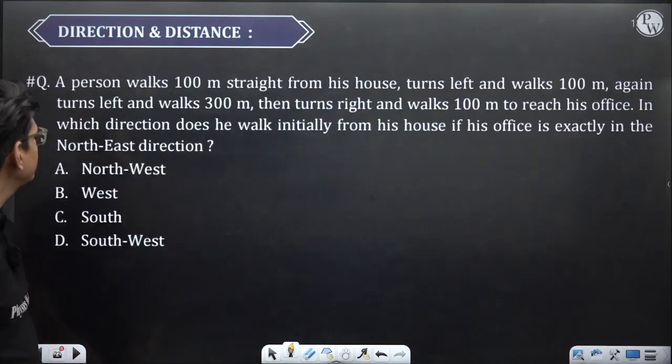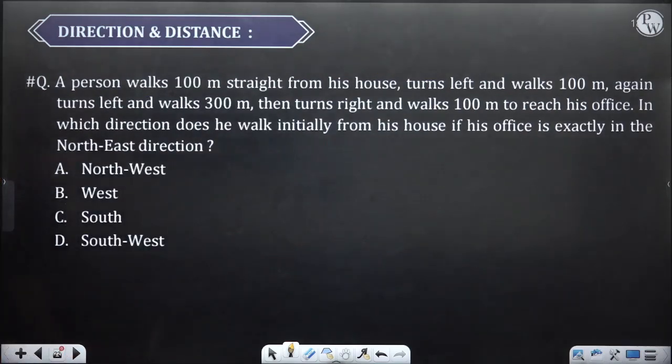So next question is this. This is a good question, right? This is from 2024.